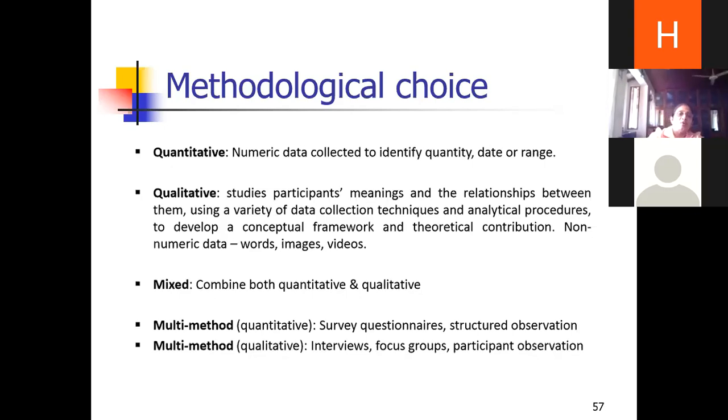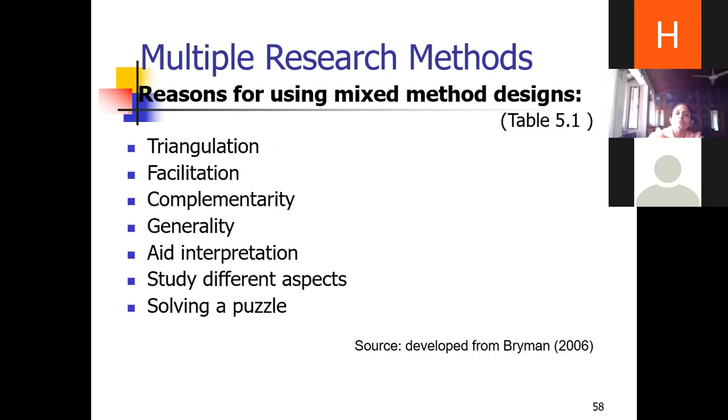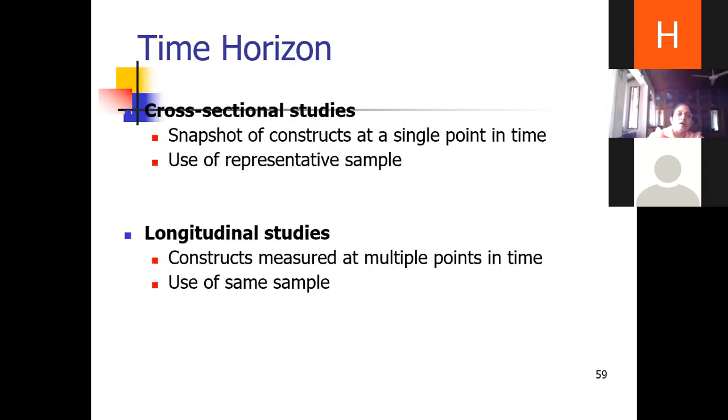Okay, so now we are entering into the layer of the onion that is just before the core, where you have time horizon and you have two time horizons. One is cross-sectional, the other one is longitudinal. When you say cross-sectional research, you find that your data collection happens at one point of time.